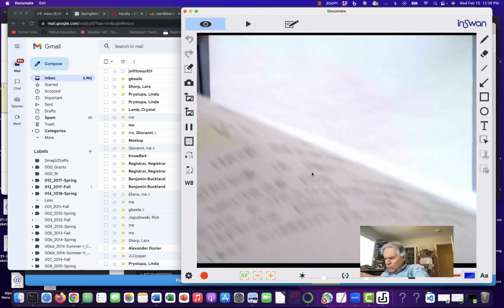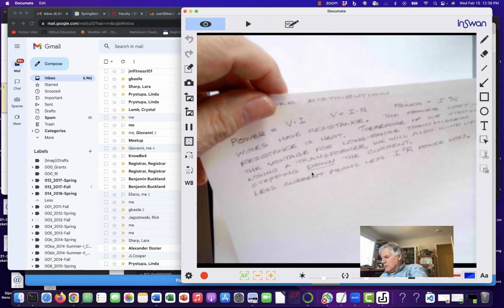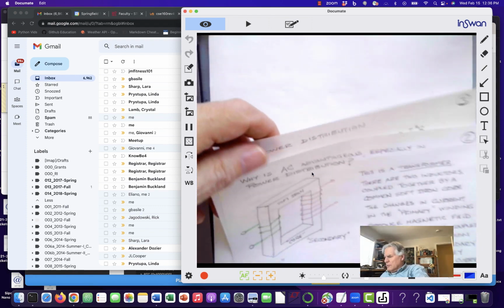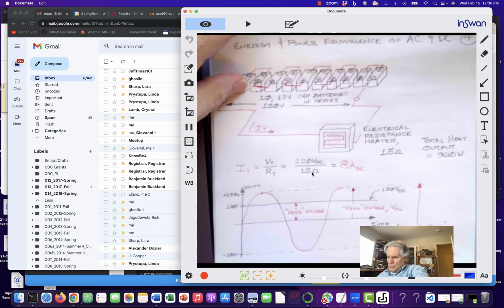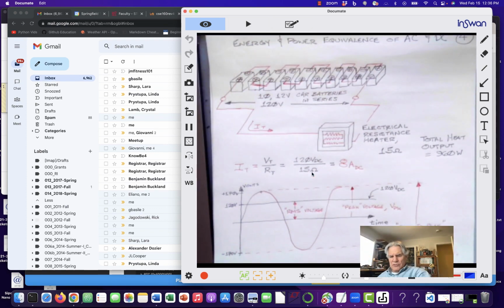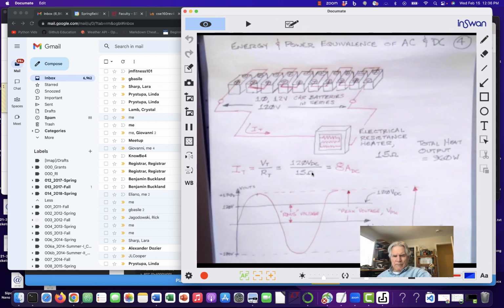All right, and third, lastly, there's this. This is where that missing sentence is going to come in handy. There's an equivalence of energy and power in voltage and current between pure DC and sinusoidal AC.